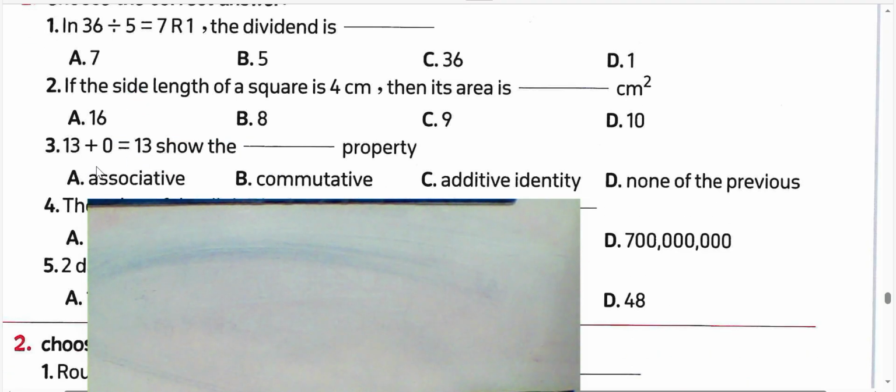13 plus 0 equals 13. Here we call 0 the additive identity. 0 is the additive identity. Choose letter C.